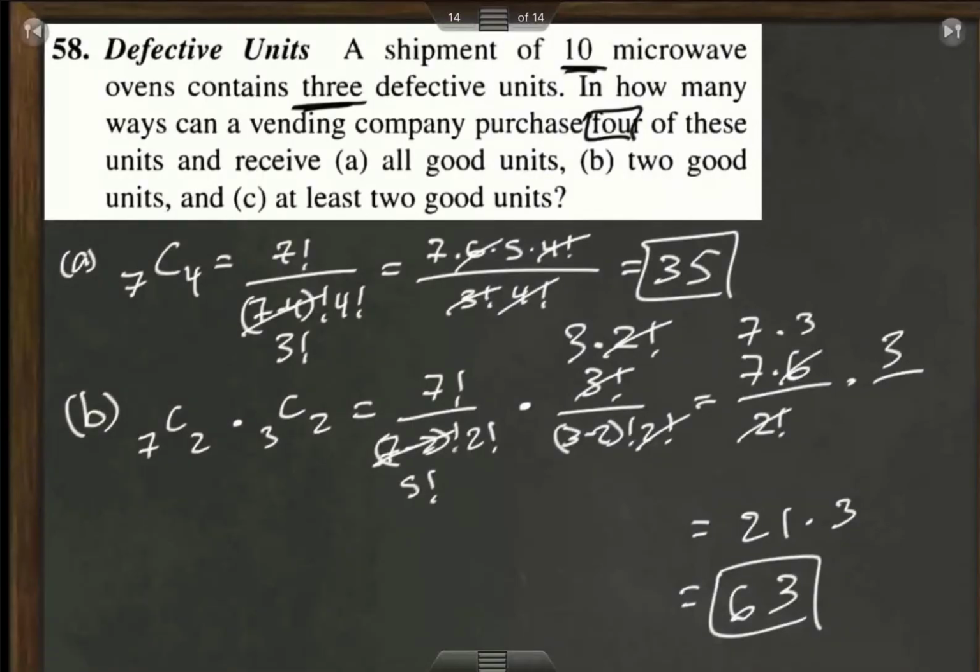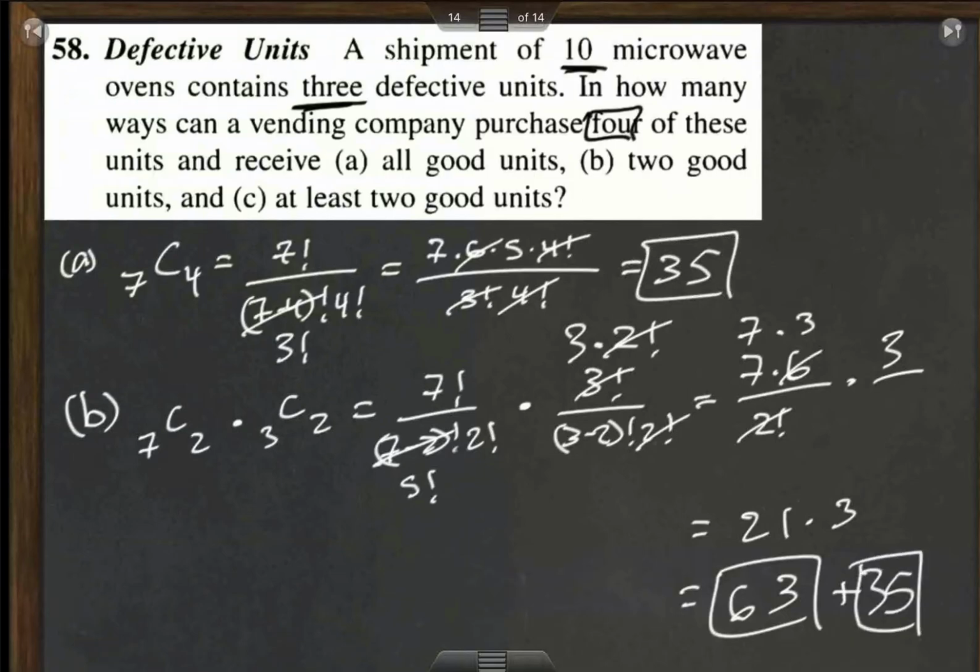Now the last one says at least 2 good units. And so that's getting only one good unit, or we're getting 2 good units. So we're going to add a number to the 63. How many different ways can we get 1 good unit? Oh wait, no, I'm sorry, I read that wrong. This is at least 2 good units. So it's 2 good units, or 3 good units, or 4 good units. So that means this is 4 good units, so I'm going to add 35 to that number.